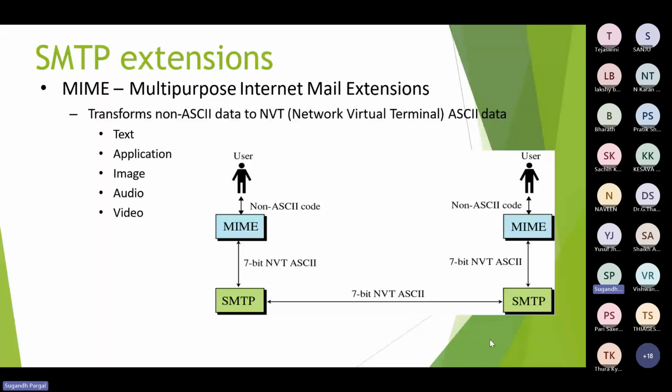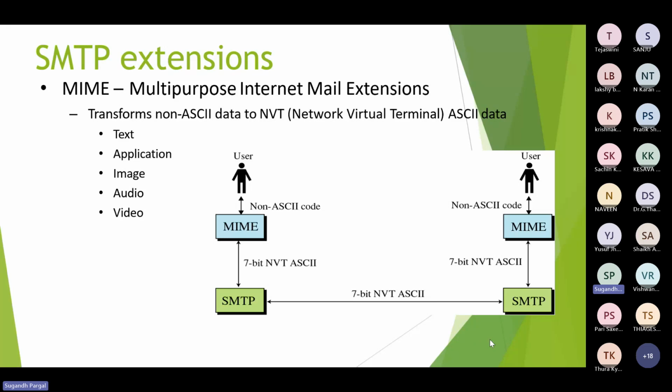There are a few extensions for SMTP that you can keep in mind. One is the MIME extension, which is Multipurpose Internet Mail Extension, that helps to transform non-ASCII data to NVT, that is Network Virtual Terminal, into ASCII data. When we send a mail, we have too much data in the form of text or an application or an image or a video or an audio file. All those files are not interpreted by the server, so we need extensions which are able to transfer that non-ASCII data into ASCII data. That is the bit conversion done by the MIME extension.